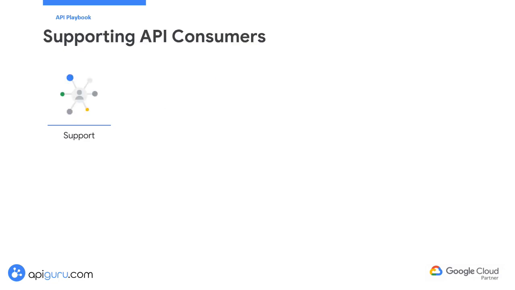Let's move on to the section supporting API consumers. The developer portal is the primary resource for developers interacting with the API. The playbook should outline the portal's features and functionalities, including API documentation, interactive API explorers, and onboarding resources.